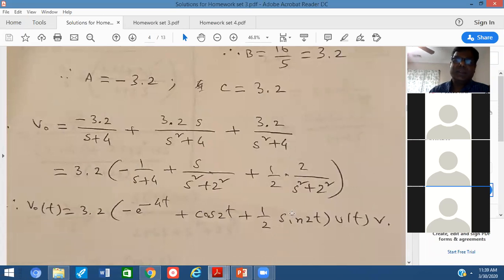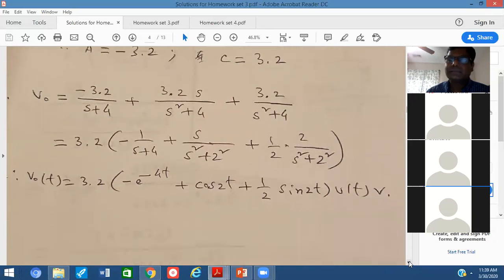I think most of you have done this properly. Those who have not done or kept it incomplete, please have a look and you may practice at home. I think everybody is fine, right, for problem number 1? Yeah, it's good. Okay.